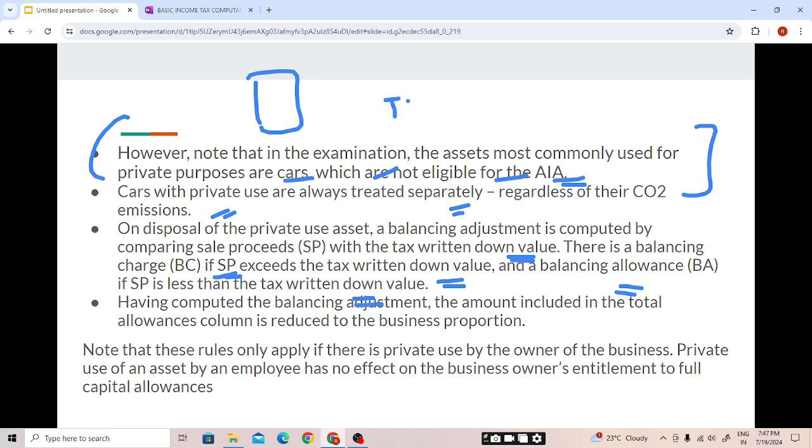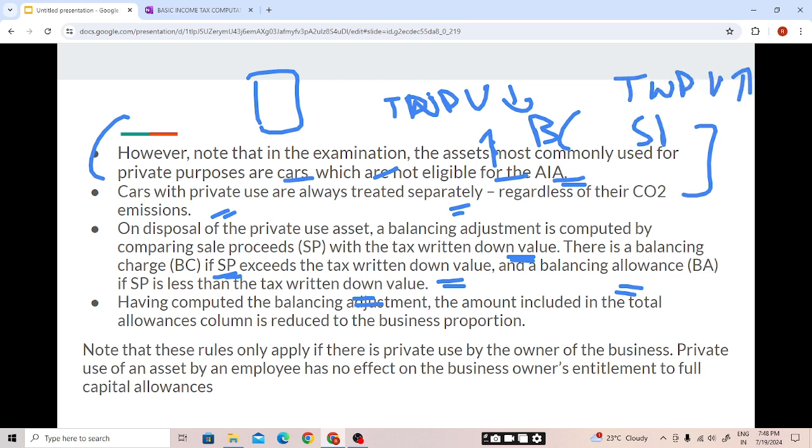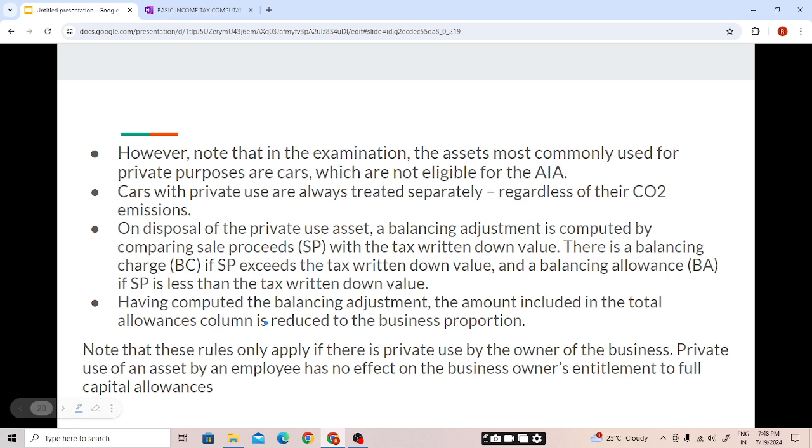If the tax written down value is low and the sale proceeds are high, it is a balancing charge. If the tax written down value is high and the sale proceeds are low, it will be a balancing allowance. Having computed the balancing adjustment, the amount included in the total allowance column is reduced to the business portion.